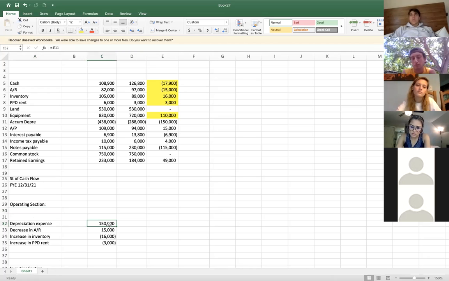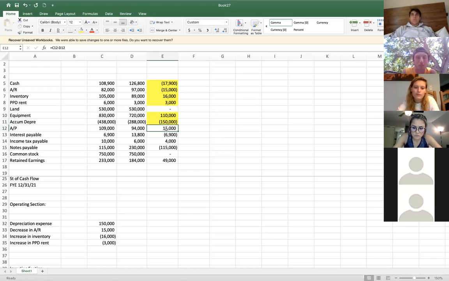What does an expense do to net income? It decreases it. So if I want to remove the effect of it, what do I need to do to net income? Do I need to add it back or subtract it? Add it back. I need to add it back. So now I've dealt with my 150,000.